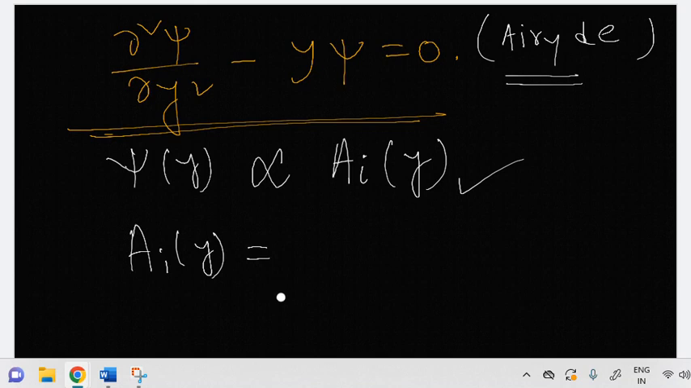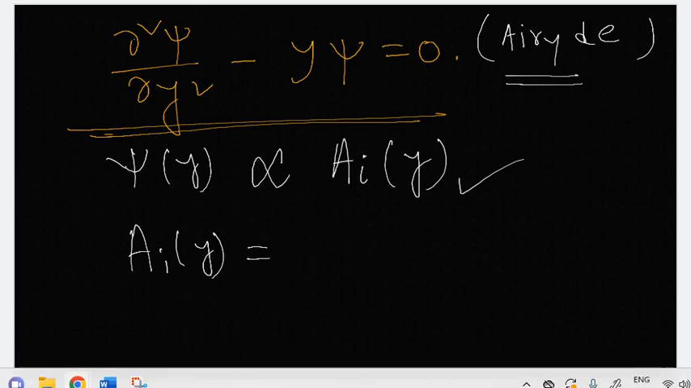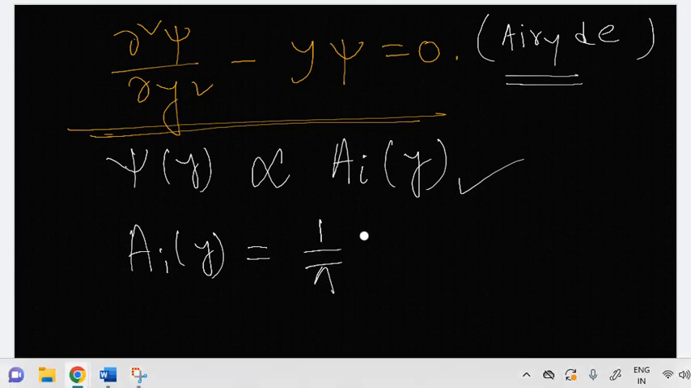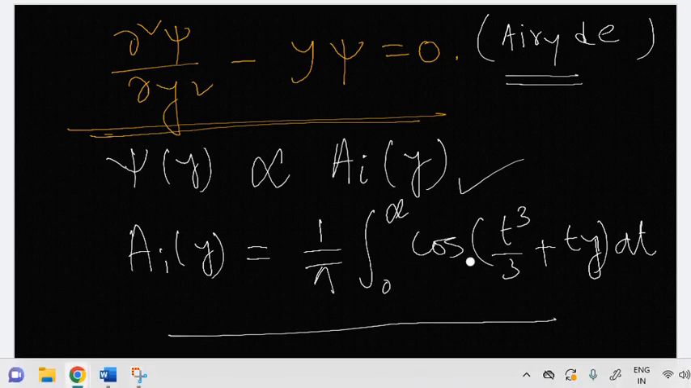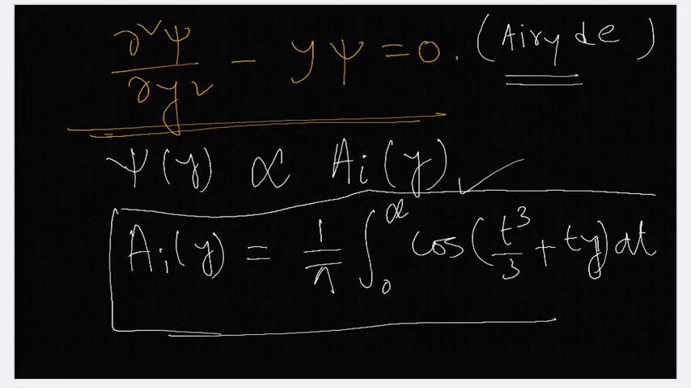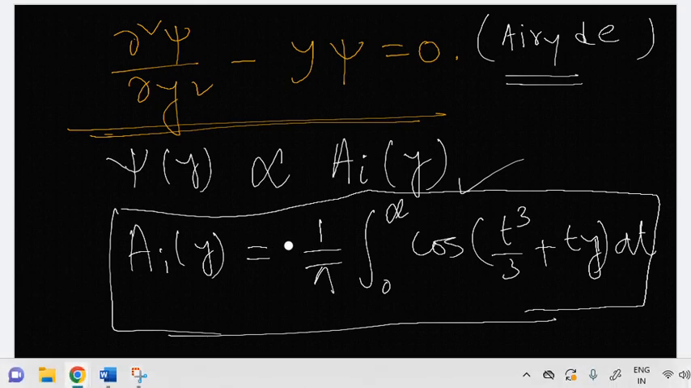And the integral form of the Airy function is 1 by pi, integration from 0 to infinity, cos of t cube by 3 plus ty, dt. This is the integral form of the Airy function. You have to remember this form. Look at this very carefully. The form of the Airy function in integral way is like that. Every special function has some integral form, like Legendre, like Hermite, like Bessel.